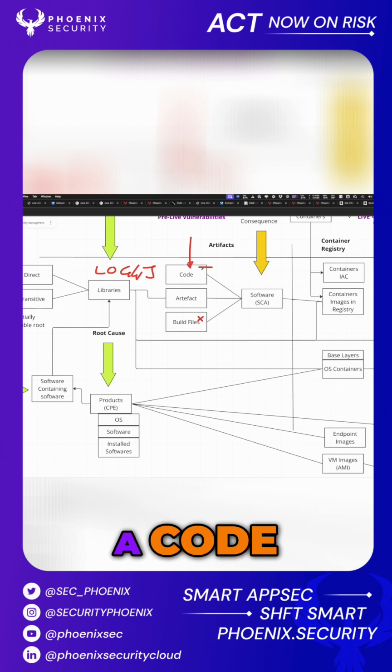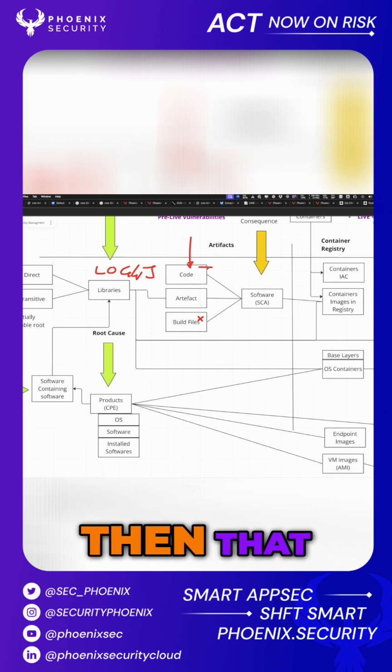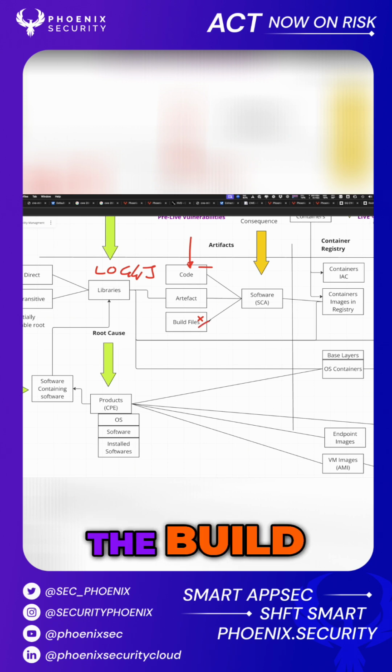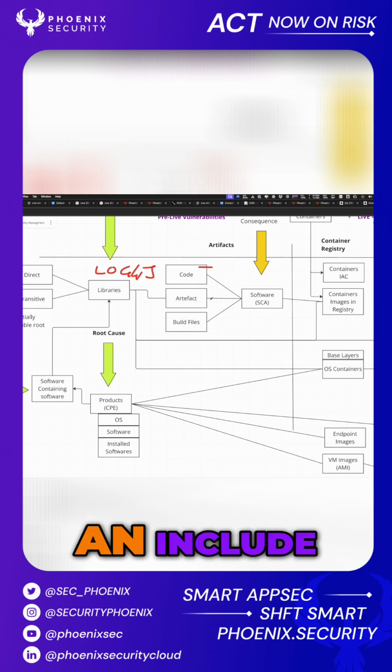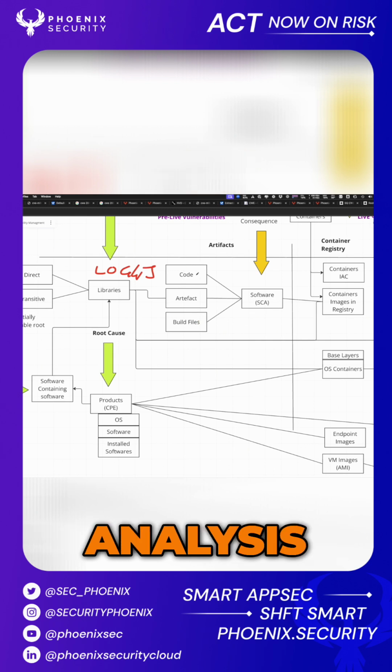If you have a code that calls log4j, then that log4j will be in the build file. If you have not a code but an include, any system that scans the code in itself without reachability analysis will give you what we call a false positive.